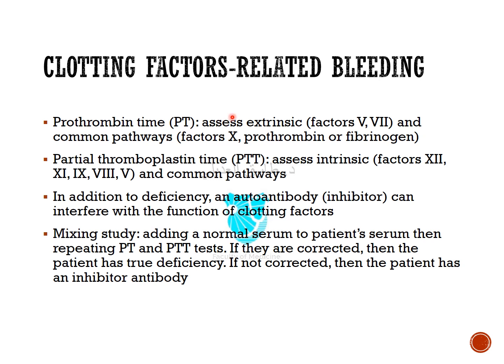How do we test the clotting factors? First test is prothrombin time, PT. This one assesses the extrinsic pathway, and the most important ones are factors 5 and 7, in addition to factors of the common pathway, which are 10, 2, and fibrinogen. The other test is partial thromboplastin time, PTT. This one assesses the intrinsic pathway, the remaining clotting factors, 12, 11, 9, 8, 5, and in addition to the common pathway. So the main difference is in factor 7.